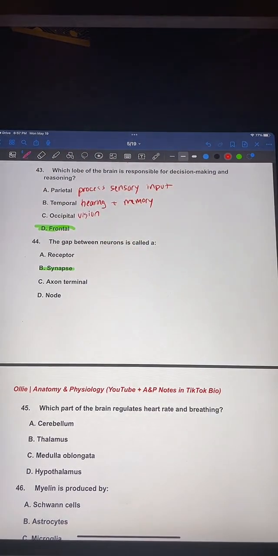Perfect, it's B, a synapse. So this is the space where neurotransmitters cross to the next neuron. Receptors, that's like a protein. That's mostly on the postsynaptic membrane. Axon terminal is the end of the sending neuron. So the synapse is between the axon terminal and the dendrite that we talked about earlier, and then the node, that's the node of Ranvier. That's the gap in the myelin sheath.